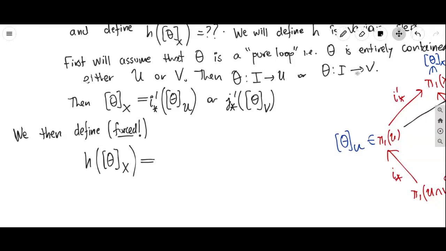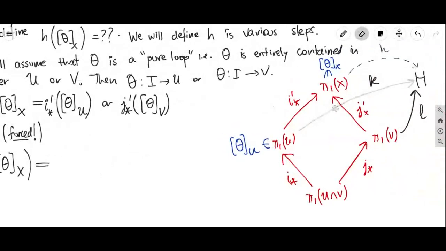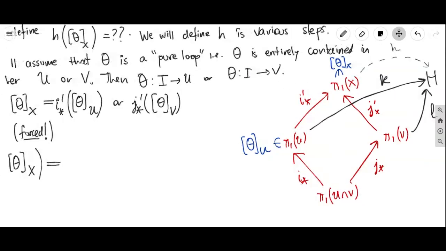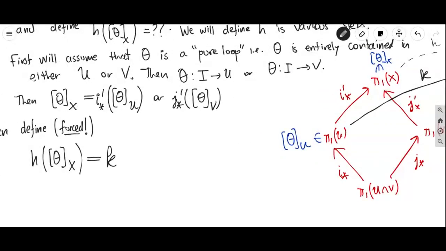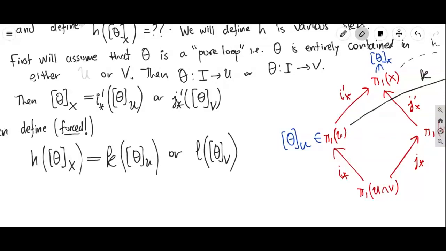We then define it to be equal to, so based on this picture, you will either use the K map or the L map, depending whether it pulls back like this or it pulls back like that. So either you're going to write this homotopy class in this form or in that form, and then depending which of the two it is, you will then use one of those two maps. So then it's going to be equal to K applied to theta as a homotopy class in U, or L applied to theta as a homotopy class in V. So that's the way you define H on a pure class.